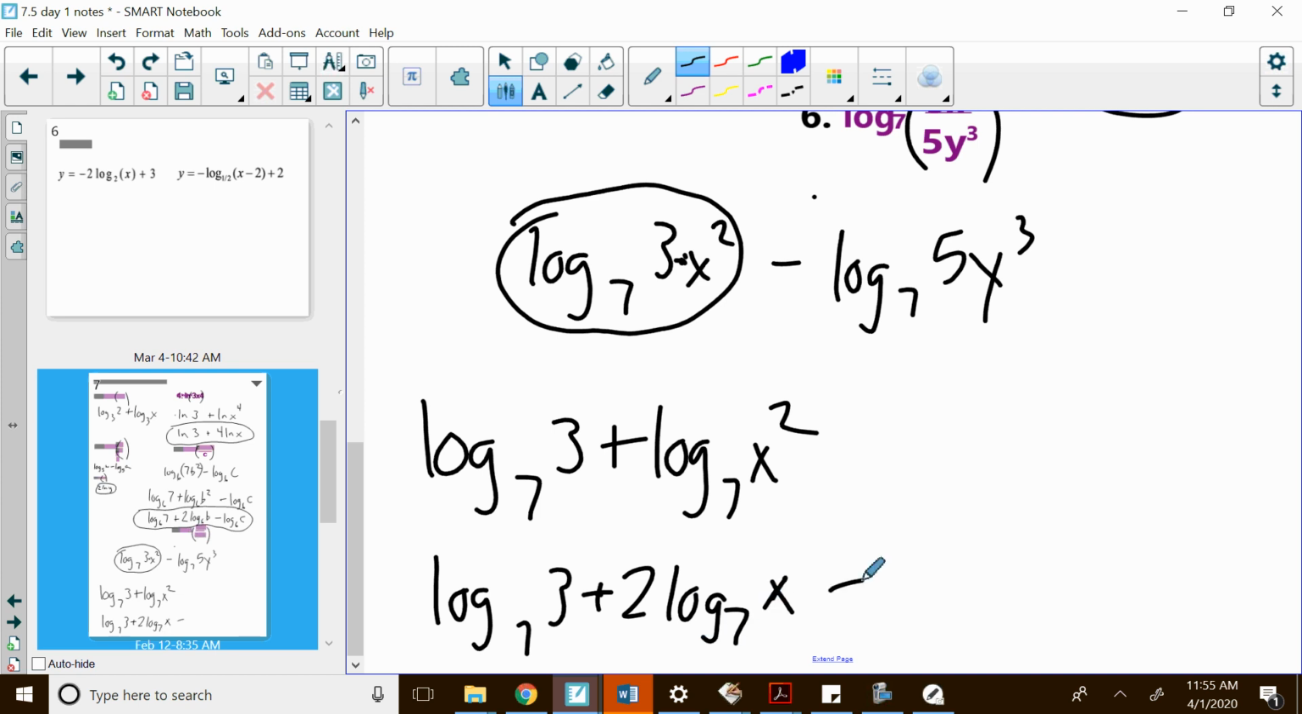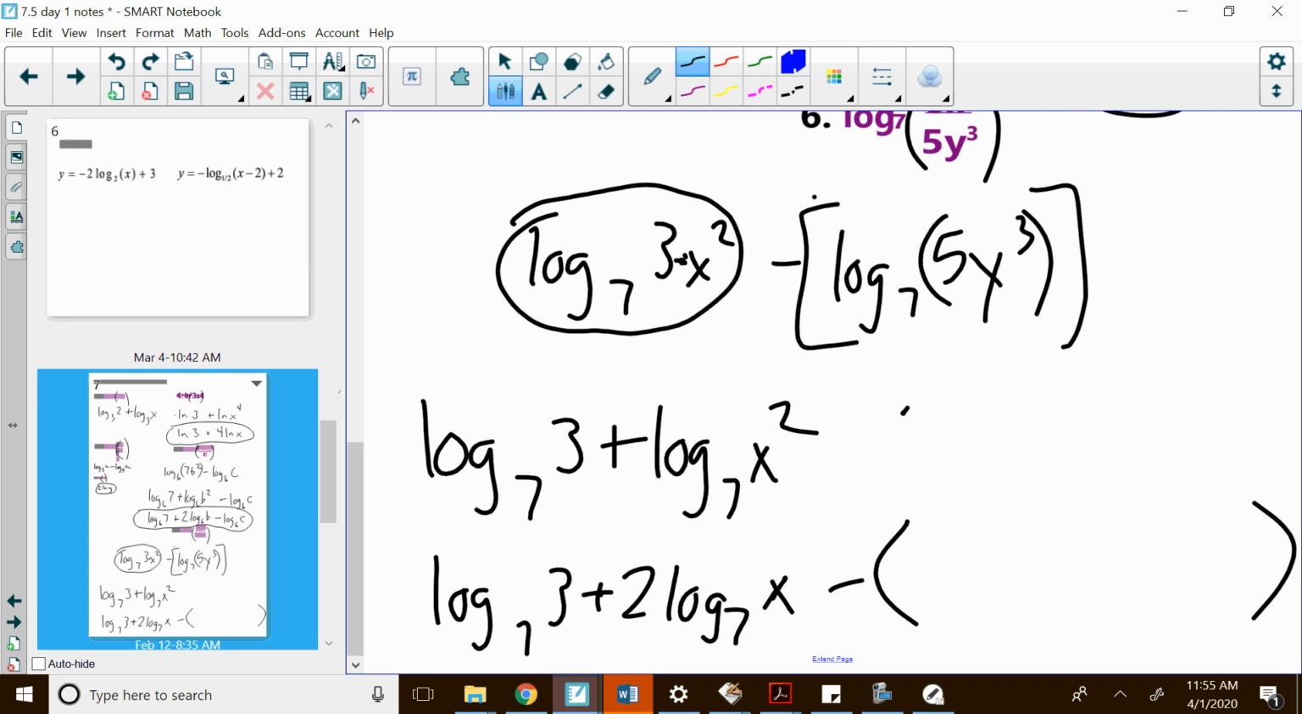And then minus, here's the deal. You're going to be subtracting, and so when we end up separating this product out, we're going to have a plus sign to go with it, but we're going to want to keep everything in parentheses here, because we are subtracting this whole thing right here. So whatever we do, however we expand that out, we're subtracting all of what's going in there. So what I mean by that is we're going to do the log base 7 of 5 plus the log base 7 of y cubed.